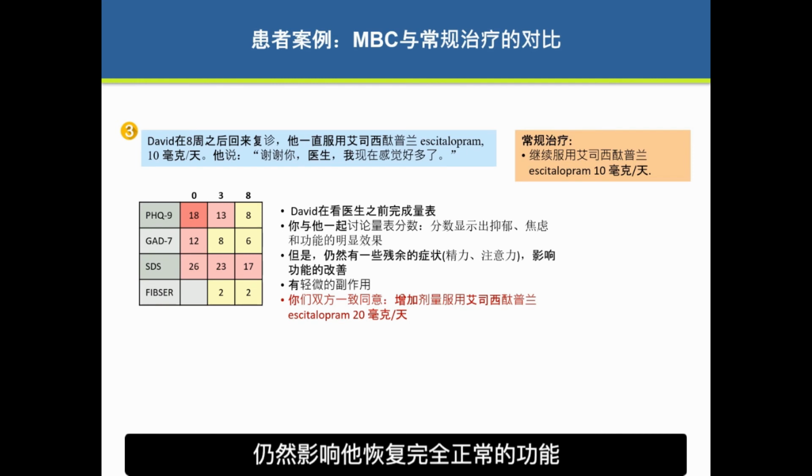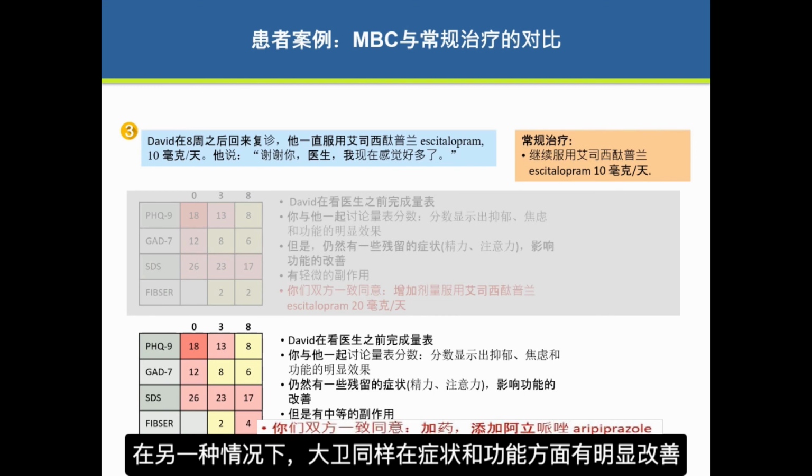return to full functioning. You also note that he doesn't have much in the way of side effects, only mild interference with the escitalopram. And so because of that, you both decide together to increase the dose of escitalopram in order to deal with the residual symptoms and try to improve his functional impairment.